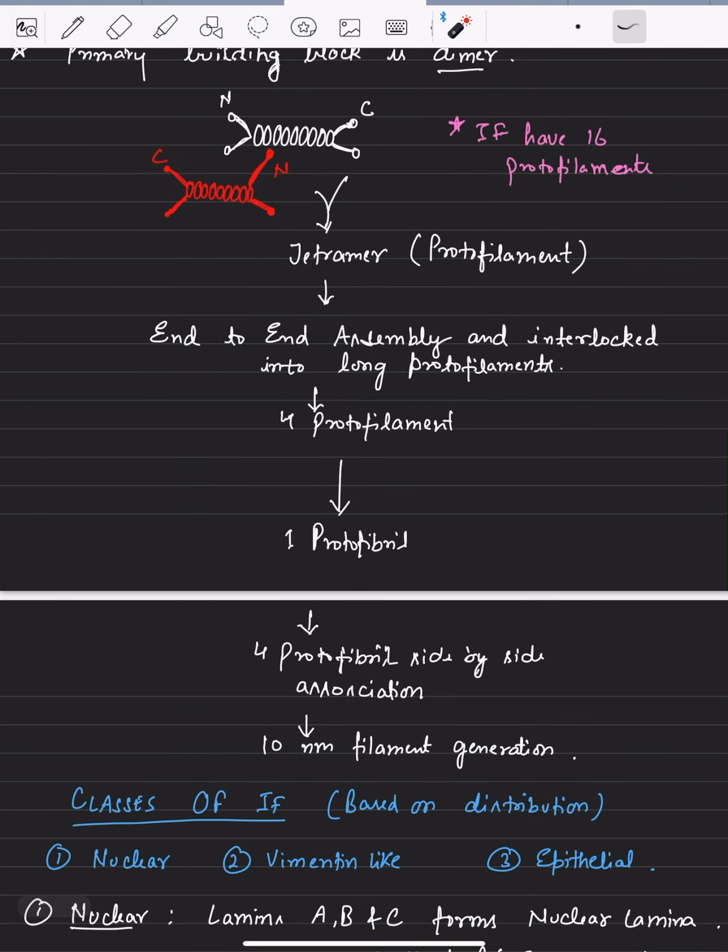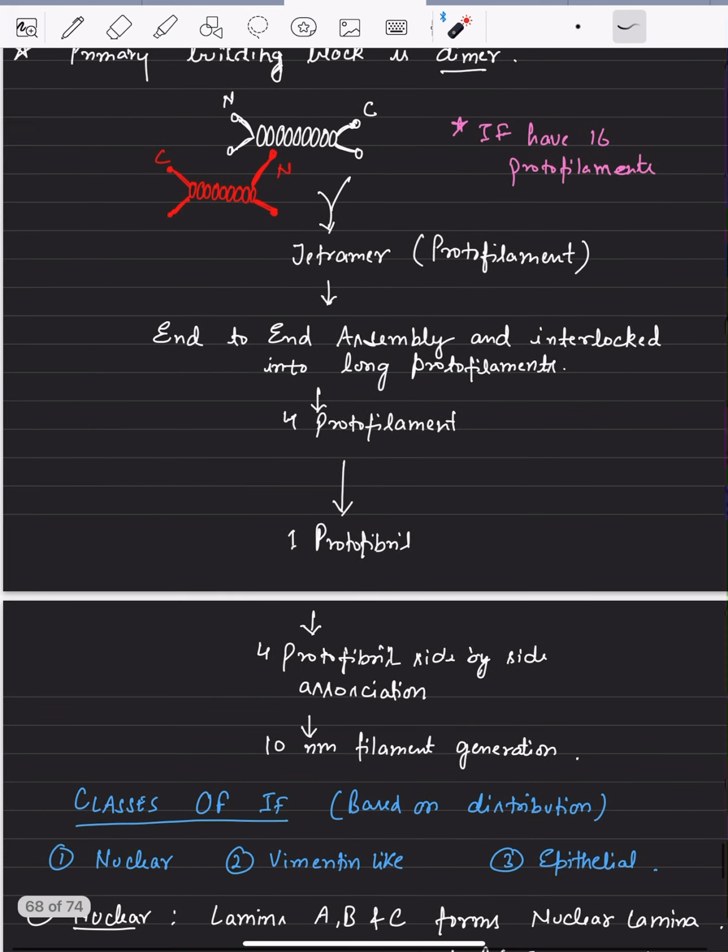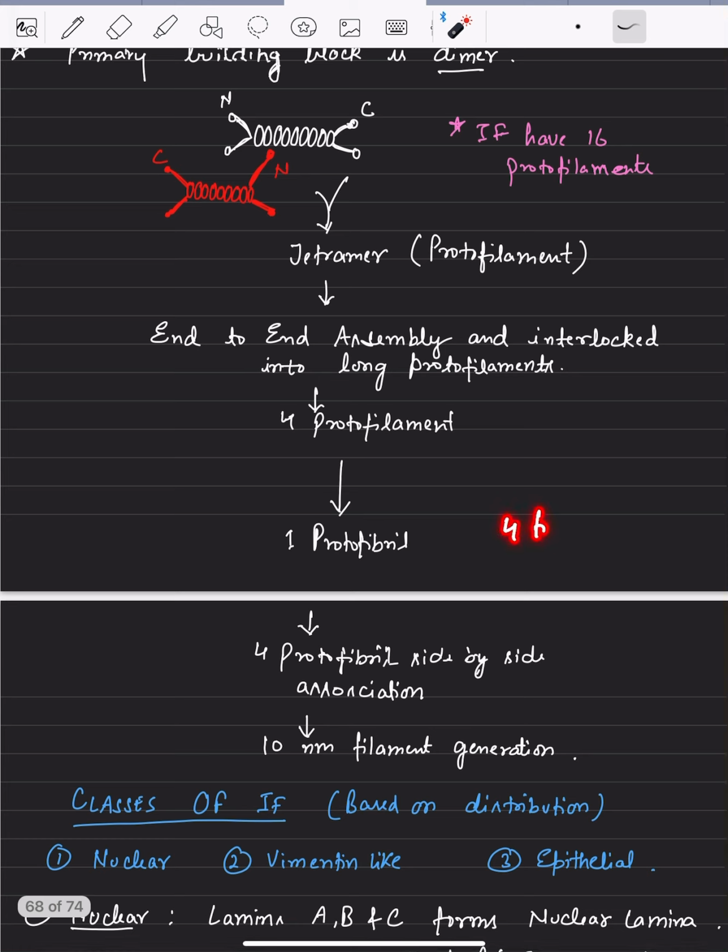It means in one protofibril how many protofilaments are there? 4. So a total of 16 protofilaments are there. Four protofibrils lie side by side, and they give rise to the intermediate filament, that is of 10 nanometer.